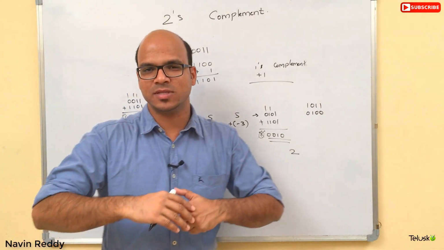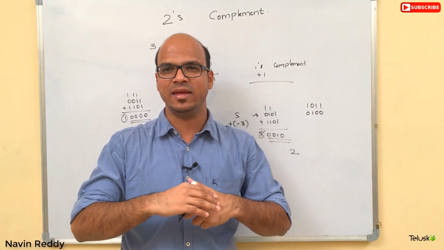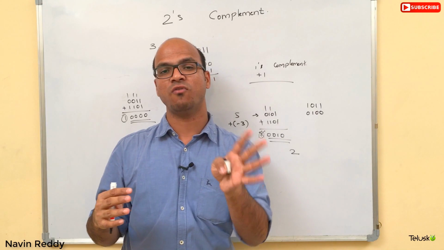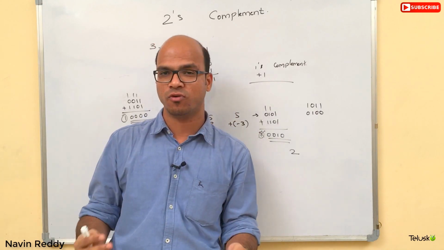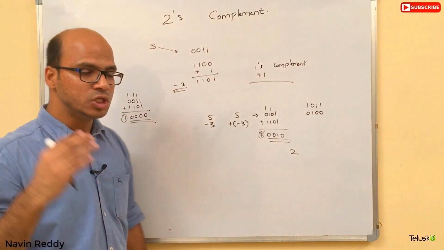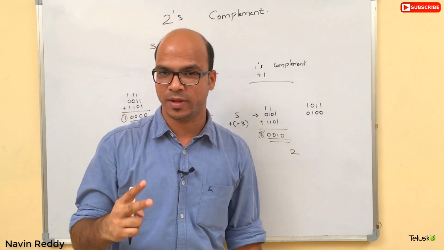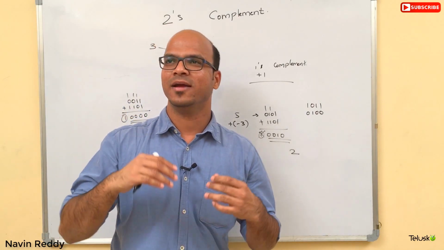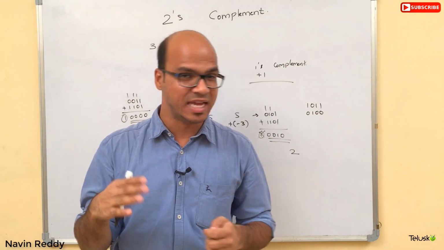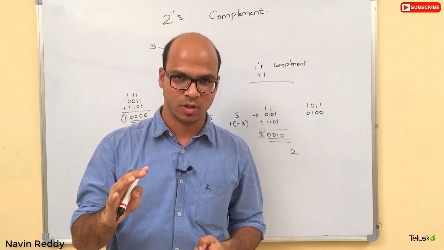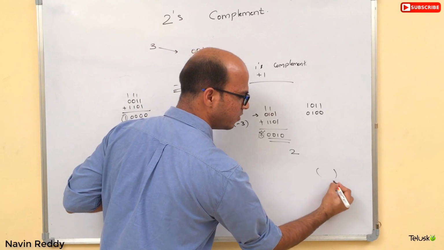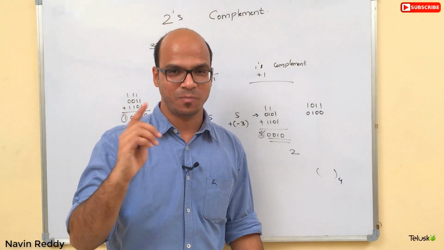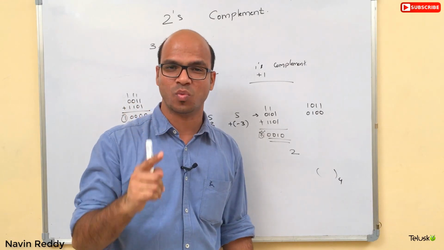But if you're going for any entrance exam, they might ask you not for 2's complement. Let's say they ask you for 4's complement. What is 4's complement? In the binary system we have 2's complement. In the decimal system we have 10's complement. In the octal system we have 8's complement. In the quaternary system, a system which has base 4, they will ask you for 4's complement. Any guess? Perfect. It is 3's complement plus 1.